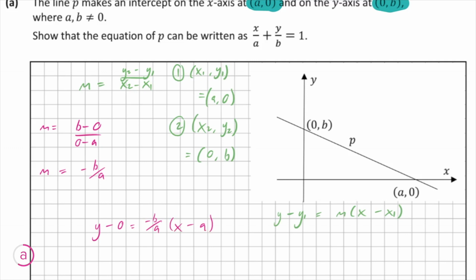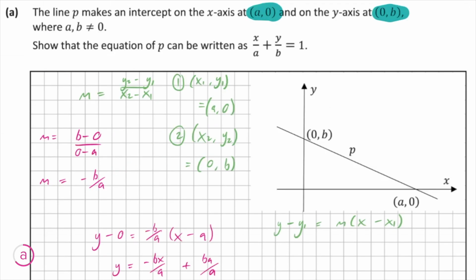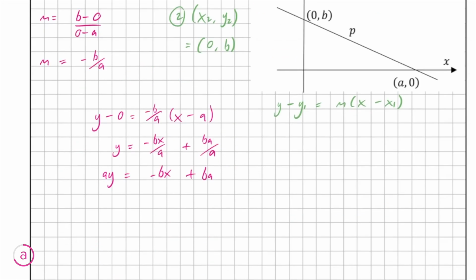We're going to simplify that a little bit and get rid of our brackets, and we're left with the following. Generally with these types of questions, you're going to have to multiply or divide across by something in order to get the desired result. If we go back up to the equation we're looking for, it's pretty clear that we need to multiply across by a to get closer to this. After doing that, we've got ay is equal to minus bx plus ba.